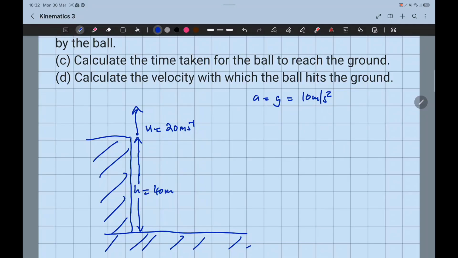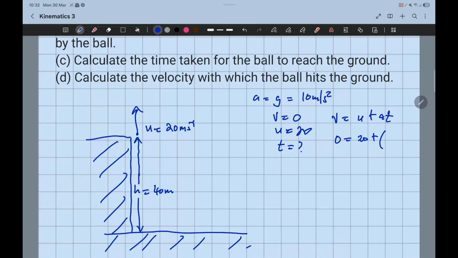Time yakatorwa kuti tisvike maximum height. So we have said maximum height inosvikwa at v equal to 0. u naye is 20. Time ndo yatiri kutsvaga. V equal to u plus at. 0 is equal to 20 plus.